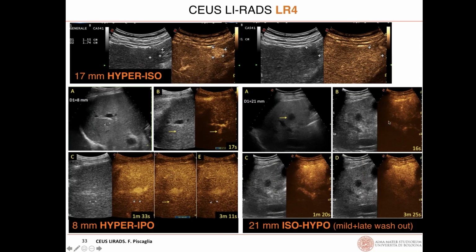This is a hypoechoic lesion, no hyperenhancement, 21 millimeters, so more than 2 centimeters, but there is washout in the late phase. So this is again in a cirrhotic patient. This is again LR4.